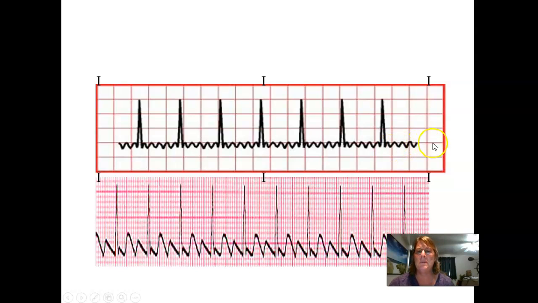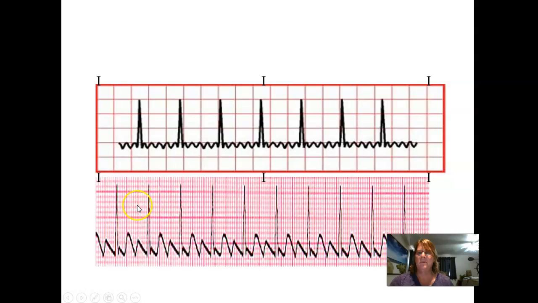I cannot measure a PR interval because I'm not seeing that hold in the AV node here. And I can't really measure QT interval because it skews my T wave as well. So really the only interval I could really look at is my QRS, and it does look normal there. So I would document this atrial flutter at 70.